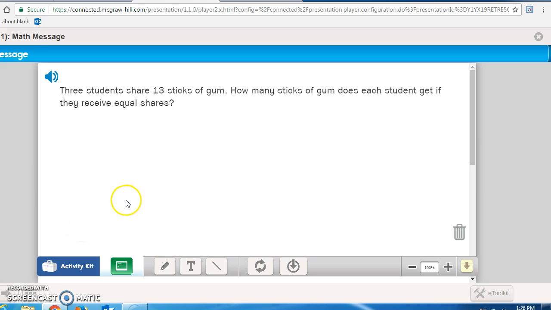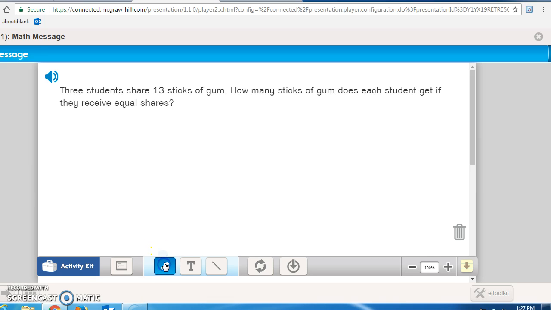Read this to yourself as I read it out loud. It says, 3 students have 13 sticks of gum. How many sticks of gum does each student get if they receive equal shares? And then I want you to be prepared to discuss your strategy.